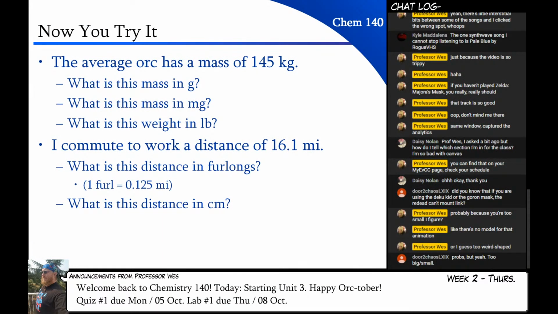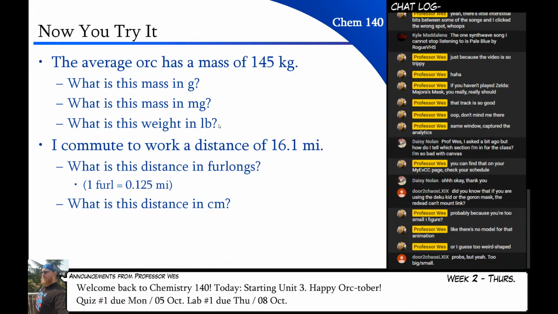So on the screen, I have 3 sample problems for you to try. Actually, I guess there's 5 here. I was only looking at the first thing. So what I want you to do is, on this first problem here, I give you the mass of an orc, and I want you to turn it into grams, and then milligrams, and then pounds.